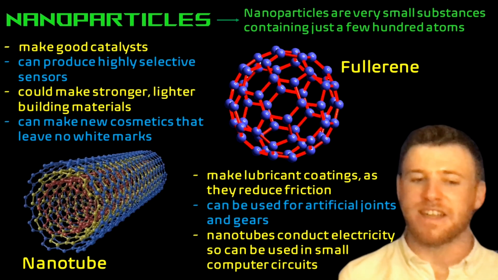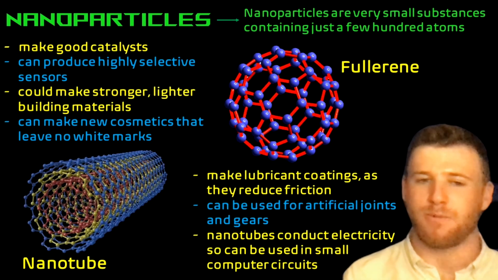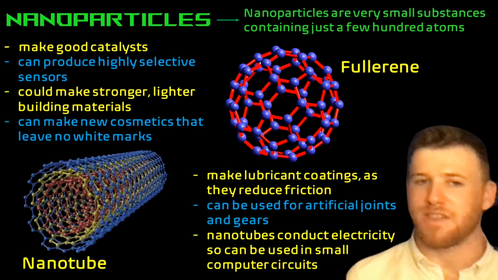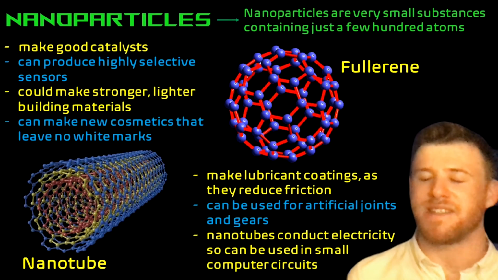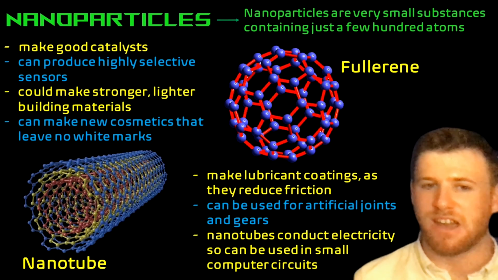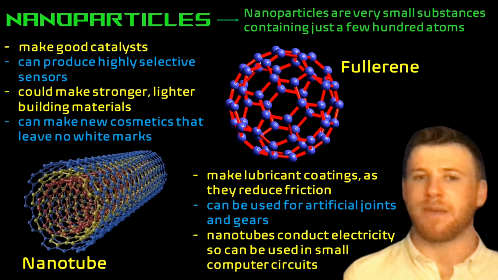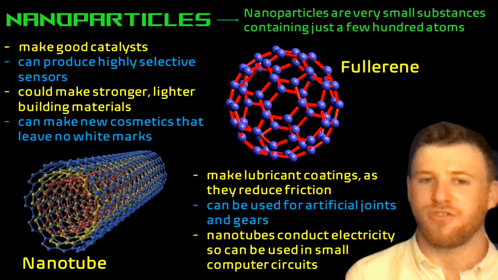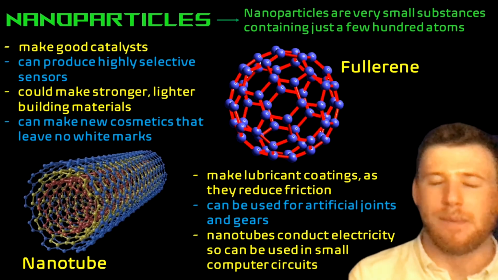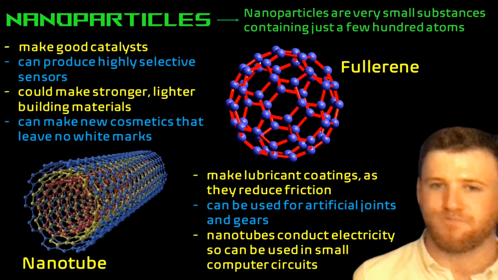Because they can conduct electricity and because they're lightweight, they're often used in microchips. If you want a computer chip for your phone, you don't want it to weigh a ton. You want it to be as light as possible and as efficient as possible so that you can carry it around and it's not going to be a pain to carry this huge weight around. So nanoparticles are often used in microchips, in cameras, in phones, things like that.